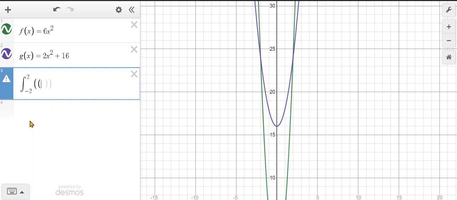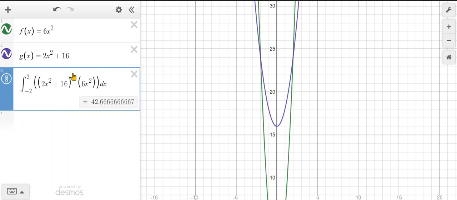We wanted 2 parens, and then the first function was 2x squared plus 16, end paren, minus left paren, and the second function was 6x squared, right arrow to get out of the exponent, paren, and then dx. And now notice that it gives you the actual value of this integral. It is giving you the area between these two curves bounded by -2 and 2. And let's click on this little icon to the left to have it in fractional form.